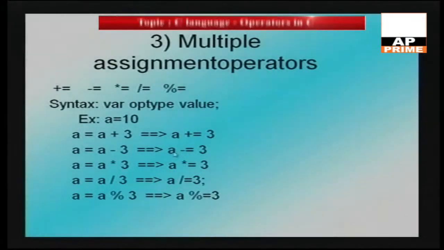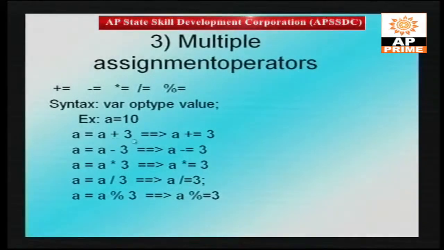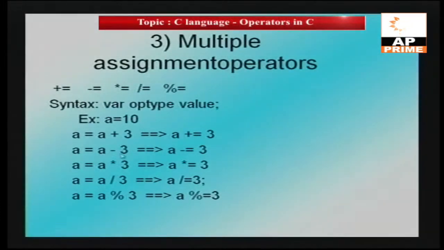What is my next expression? A minus equal to 3. What does that mean? A equal to a minus 3. The previous a value 13 is there, 13 minus 3 is 10.